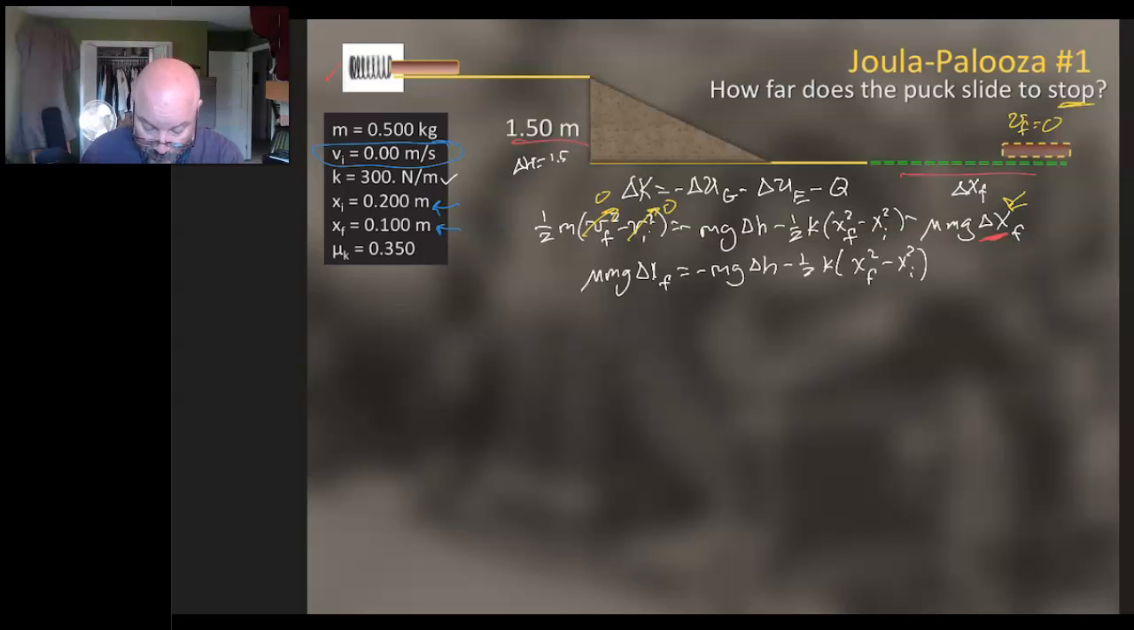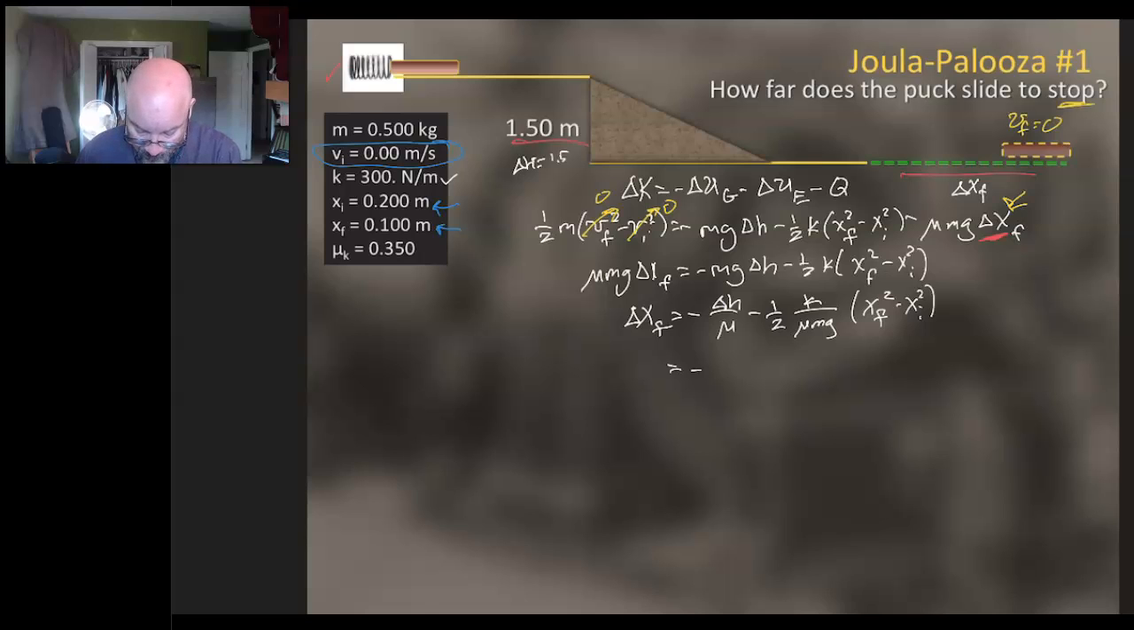Once I do my algebra on this, my m's are going to cancel in this first term, and my g's are going to cancel in this first term. So this is kind of weird. I get this odd term, delta h over mu. Now that's definitely odd looking, except that delta h has units of meters. Mu is a coefficient. It doesn't have any units. So units wise, that works out. Even though it's weird looking, we don't see that kind of thing every day. But that's okay. That's what we got there. Then we've got minus 1/2, and then k over mu mg, and all that's still on x final squared minus x initial squared.